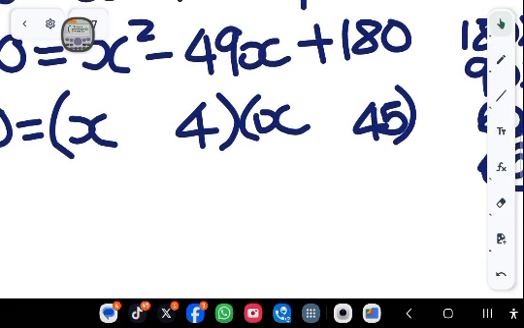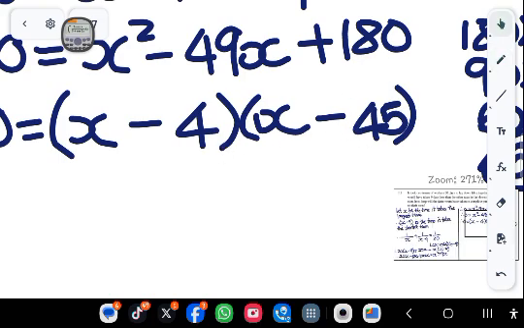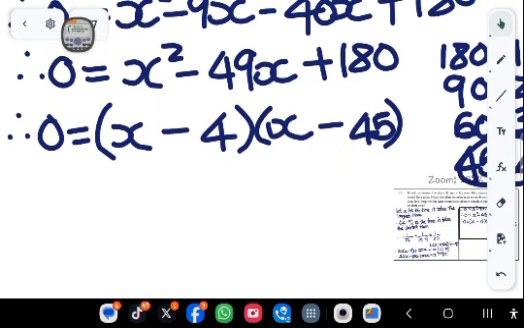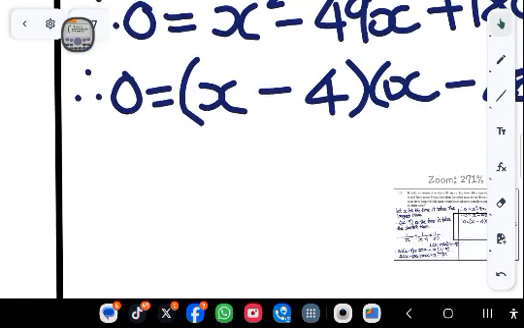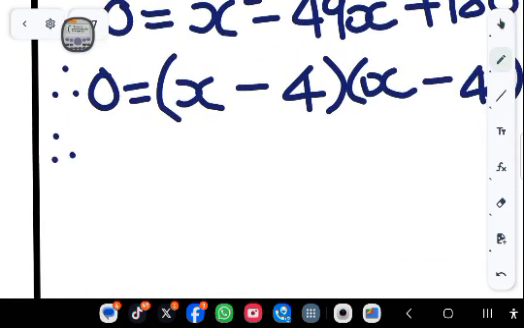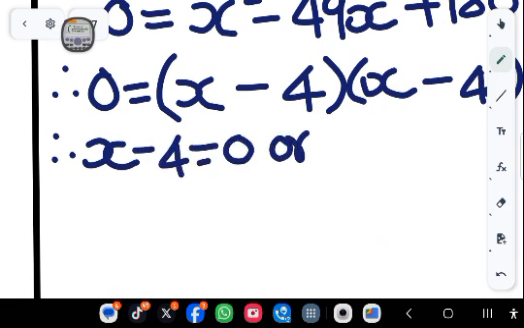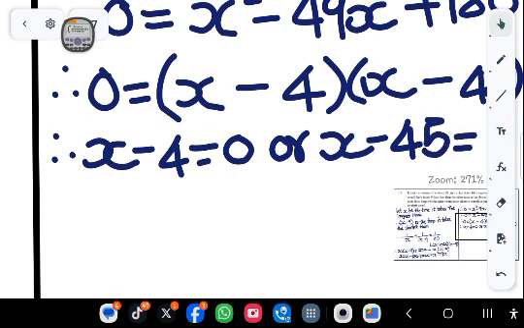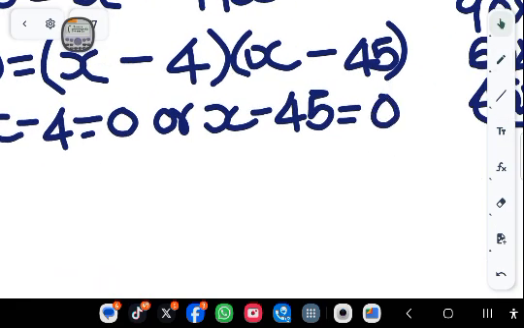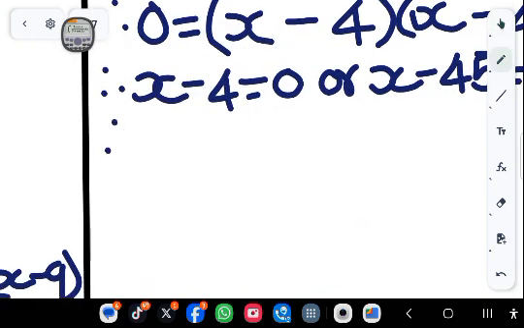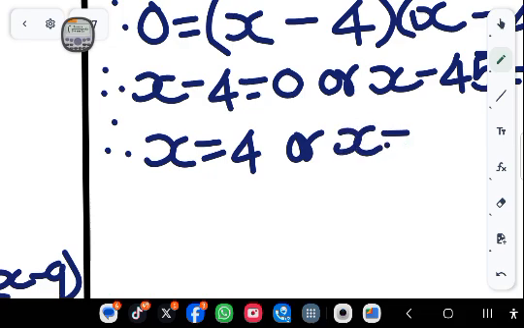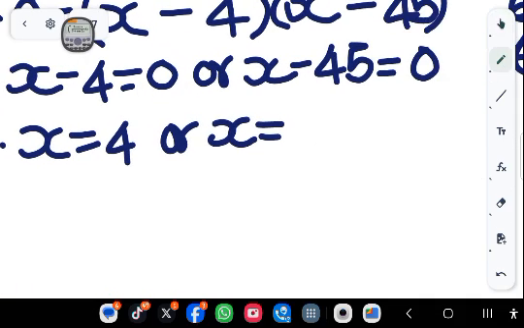All of them must be minus, because when we multiply together it will give us a positive, and when we add that together it will give us a minus. Therefore, equate each one of the factors to 0 and solve like you would in a linear equation. Therefore, x equals 4 or x equals 35.